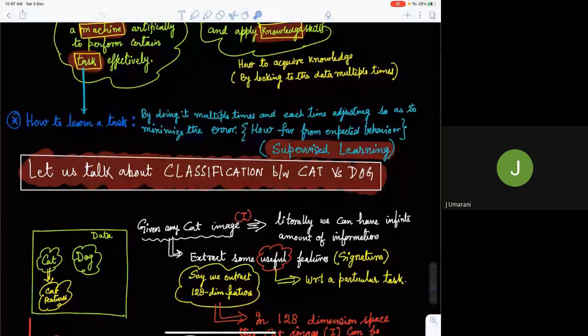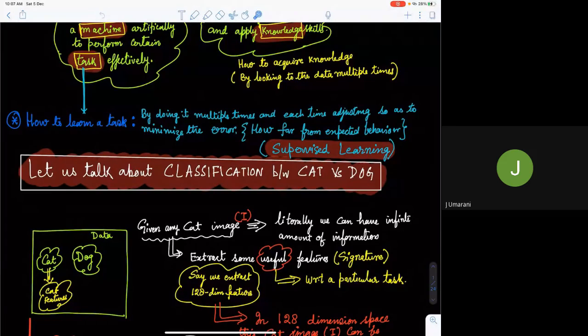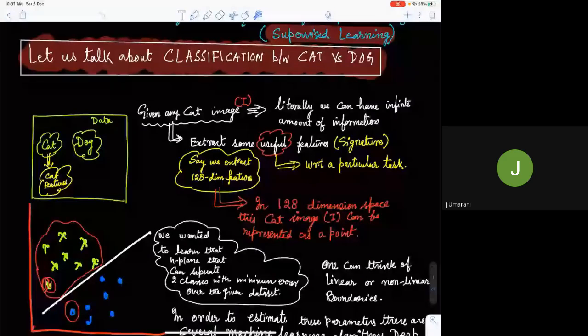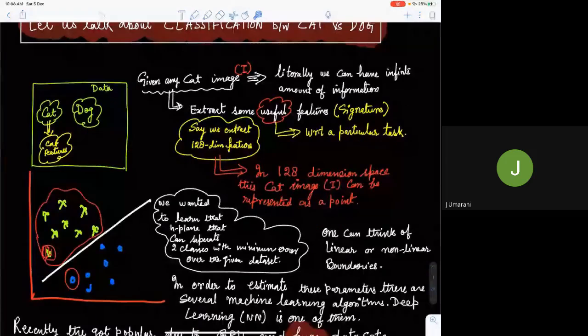And once you know how much error there is, you can always come up with ways by which you can somehow correct this error. So first we are going to talk about the classical classification problem, in which we have cat versus dog images, a huge amount of cat and dog images in our training data.